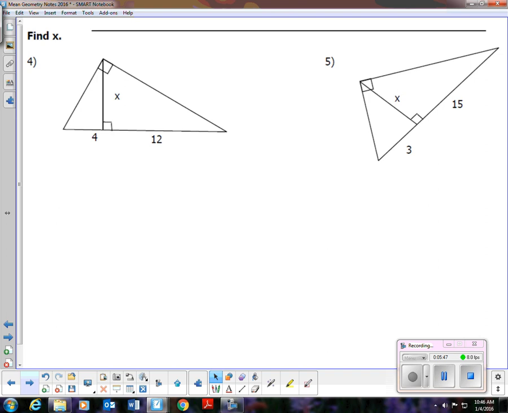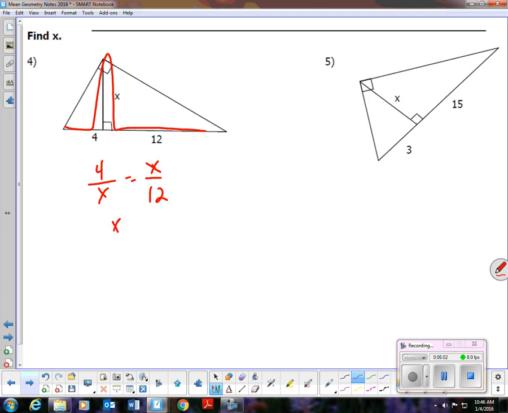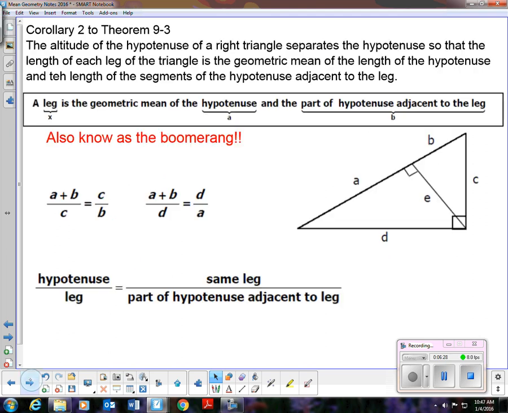So here are two practice problems. I will do the first one and you can do the second one. If we follow the heartbeat, this is the altitude of the hypotenuse. So I got 4 over x equals x over 12. And so then I cross multiply this proportion, I get x squared equals 48. X is equal to 4 square root of 3. All right, so pause the video and do this one. All right, so when you're done with this one, x should equal 3 square root of 5. If you get that one wrong, make sure you ask how to do that one when you come back to class.